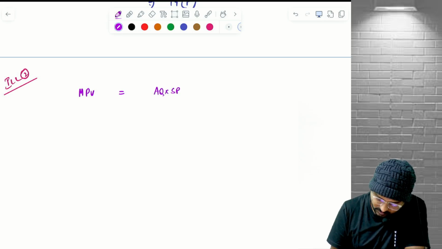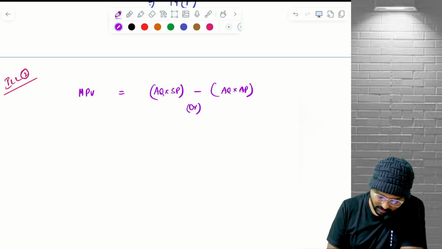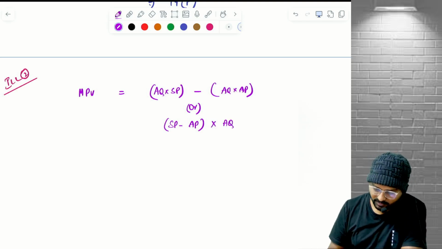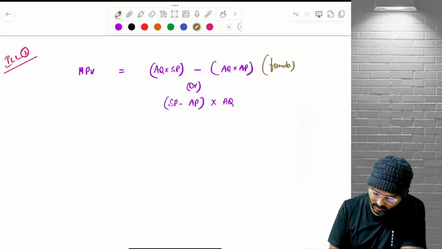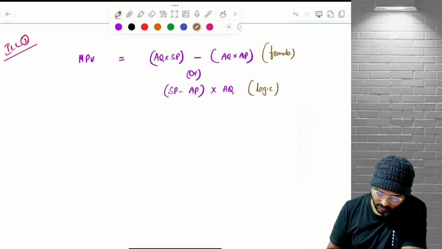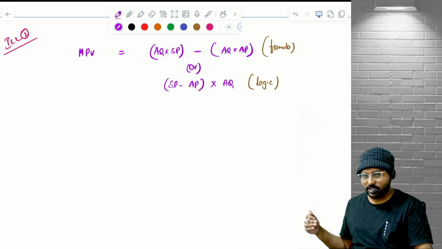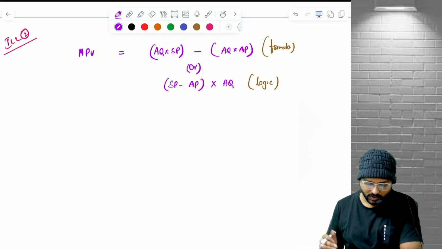What is 3? AQ into SP. What is 2? AQ into AP. Or if you apply the logic, price variance is the difference between standard price and actual price, and actual quantity will remain constant, which we have already learned. So this is with the help of formula, and this is with the help of logic. Whichever you want, you can go. I would rather tell you to go with the formula only so that your answer will be without any mistake. If you have any lapse of concentration, your logic may go wrong. So it's better to always go with the formula.